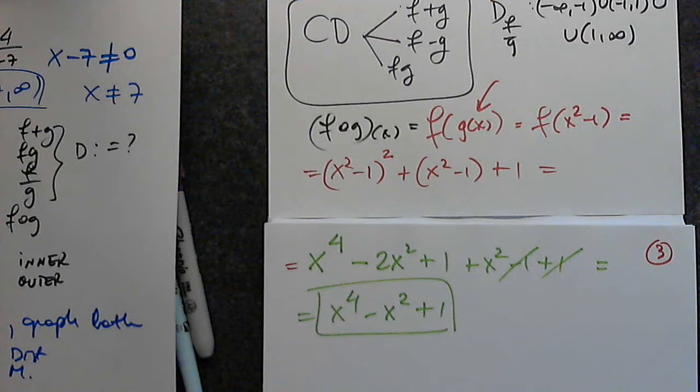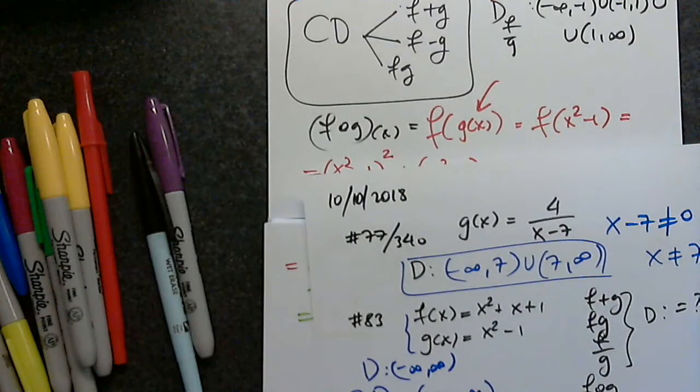This is the function composition. I will not ask you to find the domain of the function composition because I think it's beyond the scope of this course. Okay, so we completed 77 and 83. Now we're moving on to 89.